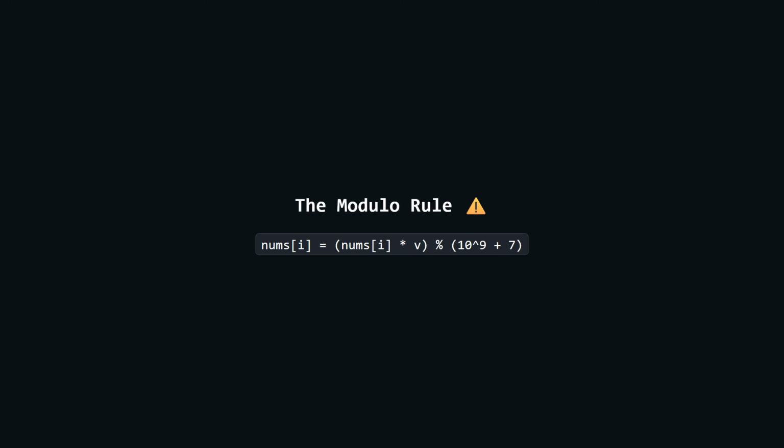There is one big catch here. Because multiplying over and over can create massive numbers, the problem forces us to take the remainder of a very large constant after every single multiplication to prevent overflow. After we have processed every single query and fully updated our array, our final goal is to merge all the remaining numbers together using a bitwise exclusive OR operation and return that result.